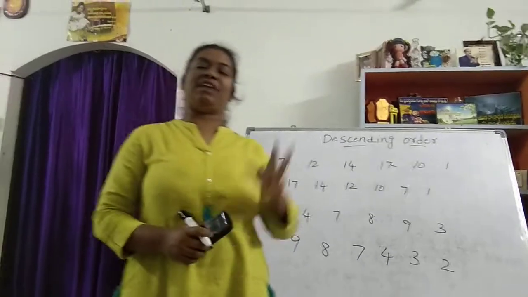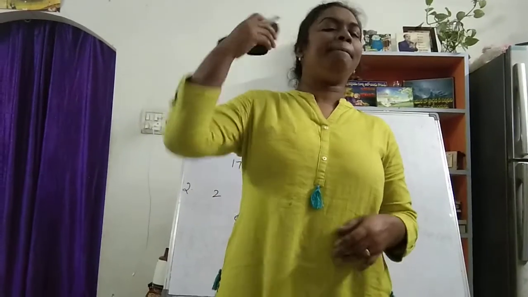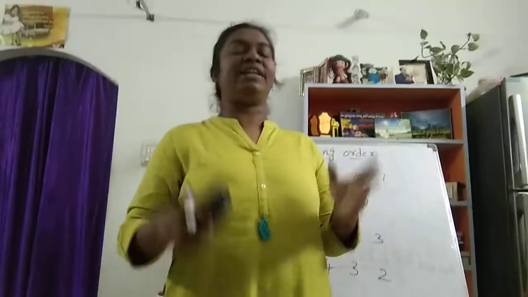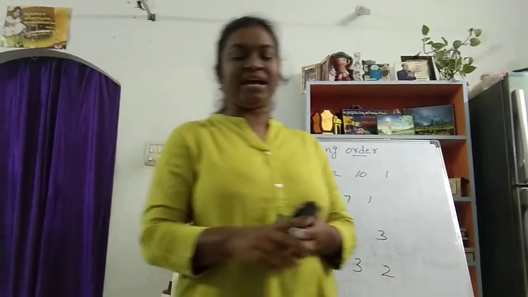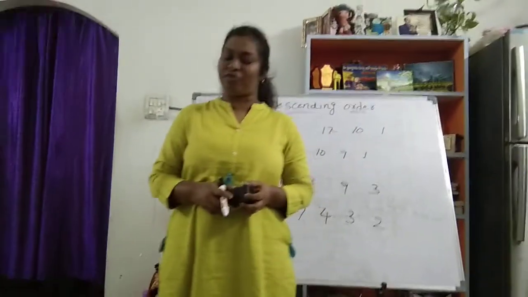So today we have done two topics. One is ascending order, the other one is descending. Ascending order is arranging the numbers from smaller to the bigger. Descending order is arranging the numbers from bigger to the smaller. Okay children, hope you understood. Page number 87, 88 and 89 are for homework.